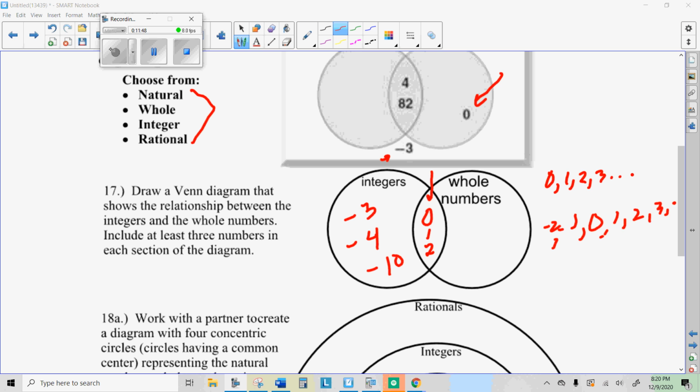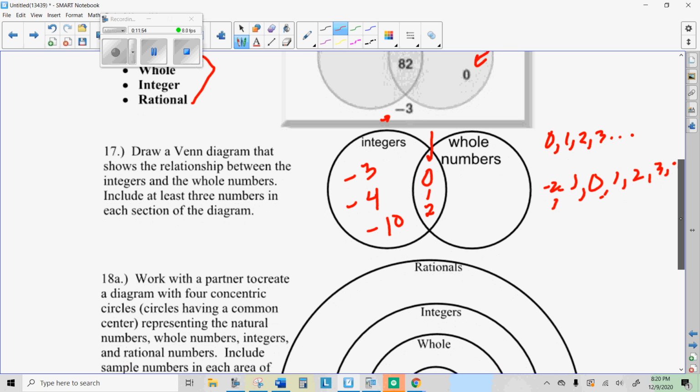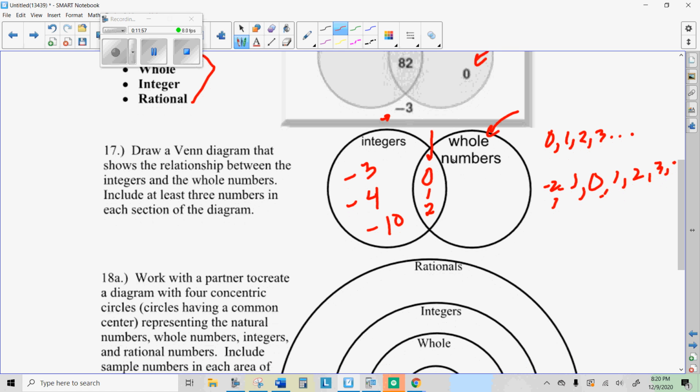Did you guys notice that any number you think of that's a whole number is also an integer? So that would look like that. Any number you would put in this group, whole numbers, you would have to put in this middle group here.